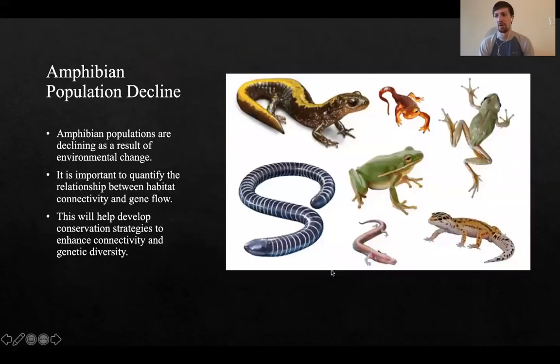Amphibians are experiencing a period of global population decline. There are several proposed reasons for this, but the one that my project seeks to investigate is habitat fragmentation. The findings of my research will hopefully aid in the development of amphibian conservation strategies that will serve to enhance both habitat connectivity as well as genetic diversity for amphibian populations.